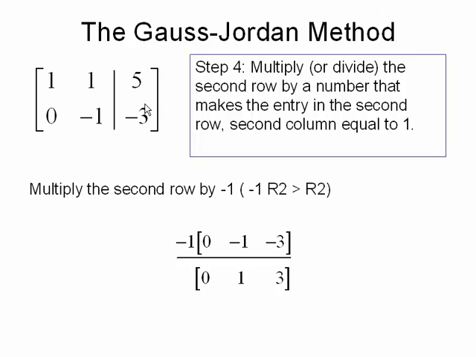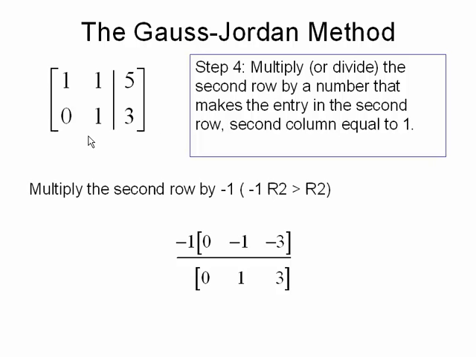In step 4, I need to multiply or divide the second row by a number that makes the second row, second column, equal to 1. Right now there's a -1 there, so that means that I have to take the entire second row and multiply it by -1. In shorthand, that means -1 times row 2, and I'm going to put that in place of row 2. So below I have -1 times row 2, and when I do that, I get 0, 1, 3. Now I'm going to put that in place of row 2. So now my second row is 0, 1, and 3.